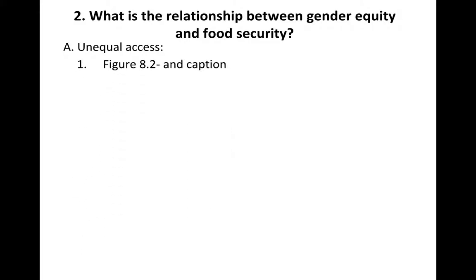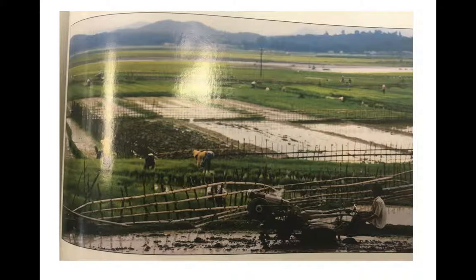Unequal access. This is the figure, and I am going to read you the caption right now. Pictured here are women thinning rice plants by hand, while a machine plow operated by a man is used to till the earth along the Mekong River, Vietnam. It is not unusual to find women having different access to technology, whether it is agricultural or information, than men in both the core and periphery.